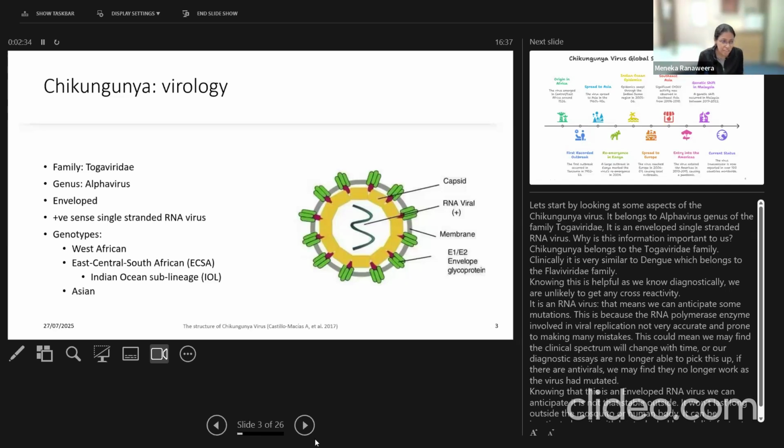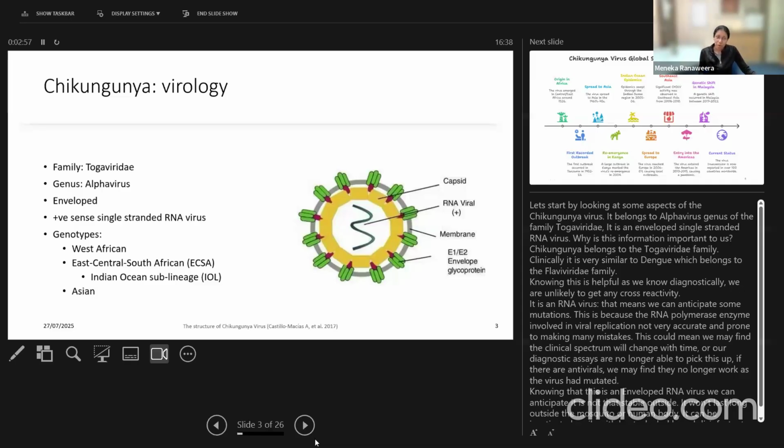And the fact that it is an RNA virus means that we can anticipate a certain amount of mutations in this virus as it continues to replicate. This is because it has this RNA polymerase enzyme, which is involved in the replication, which is not very accurate, and it is prone to making mistakes.